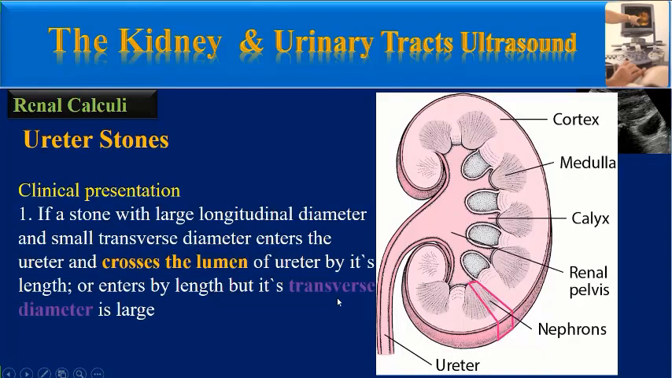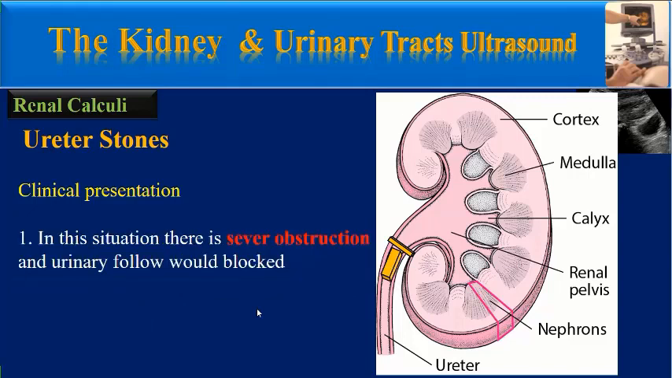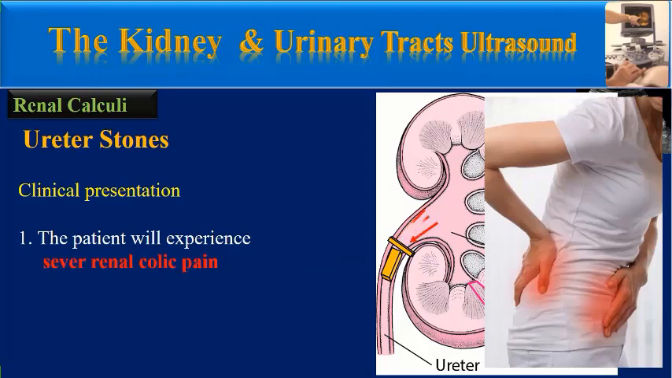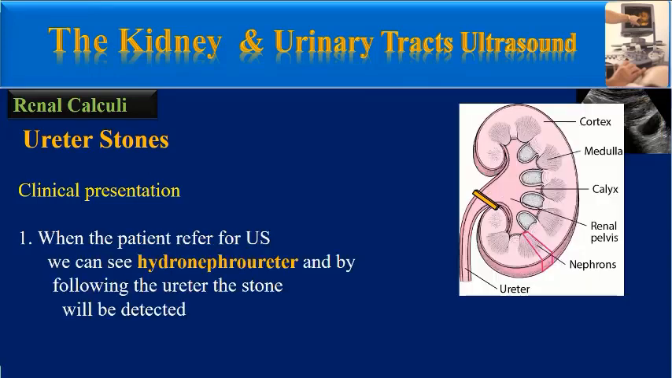nerves. If a stone with a large longitudinal diameter and a small transverse diameter enters the ureter and crosses the lumen like this stone, crosses the lumen of the ureter by its length, or enters by length but its transverse diameter is large, in this situation there is severe obstruction and urinary flow would be blocked. The patient will experience severe renal colic pain.